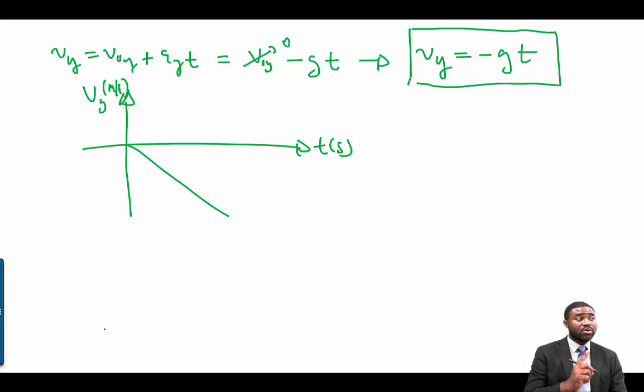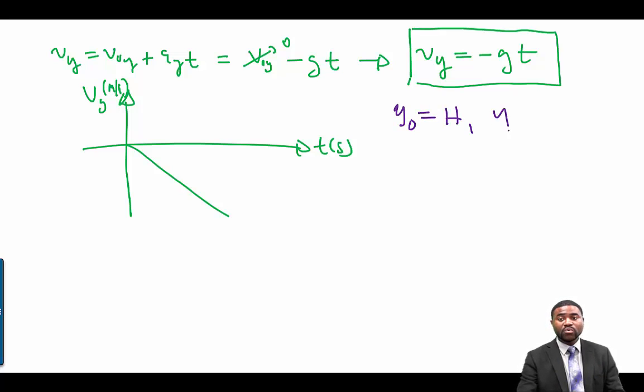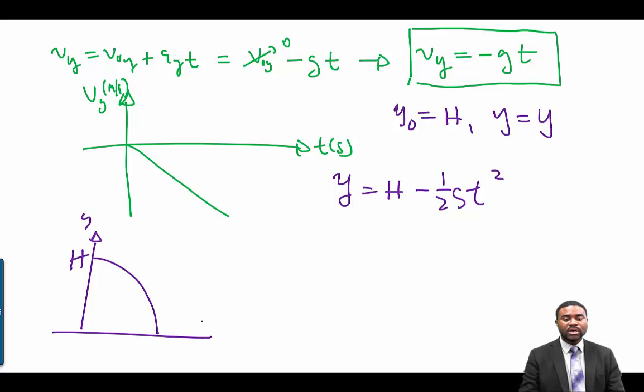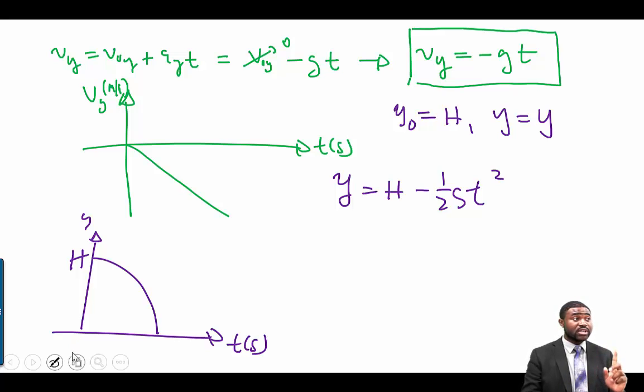What if the origin was taken to be at the floor level? If that was the case, then y naught would have been h, and y would be just y, not negative y. In that case, you have y equal to h minus half g t squared. If we draw the graph, it will look somewhat like this, where this is h, and this is t. When you see both graphs, they are sending out the same signals. The only difference is our origin. Do you understand that?